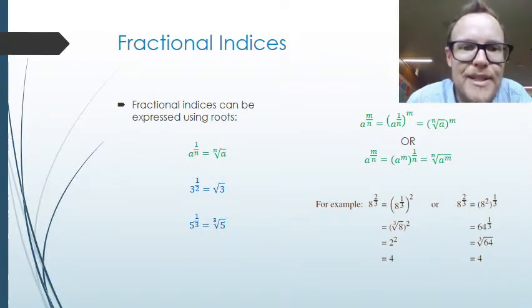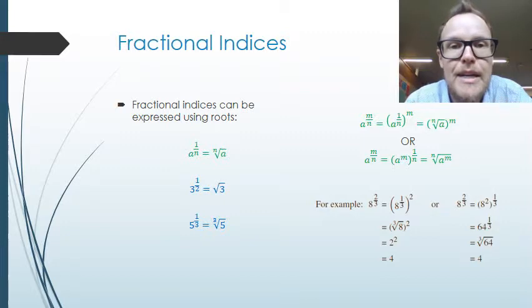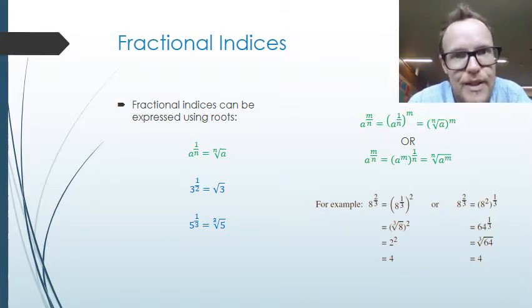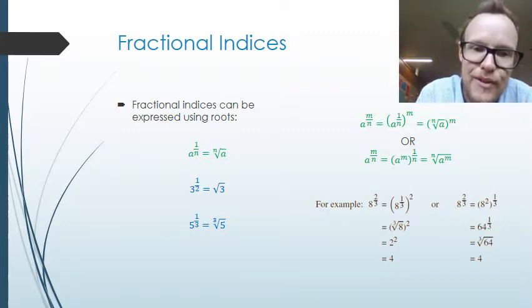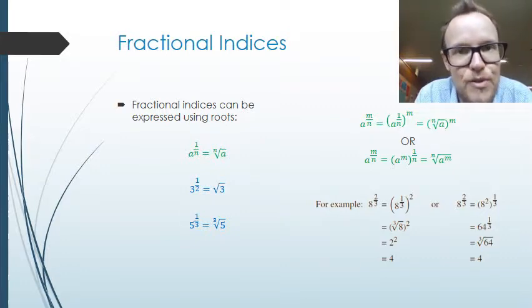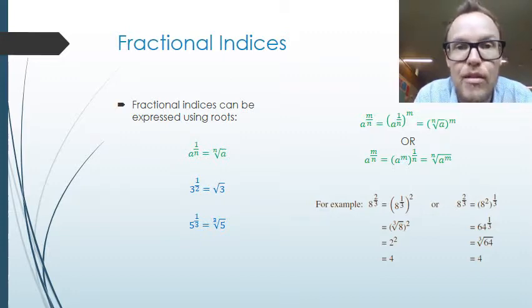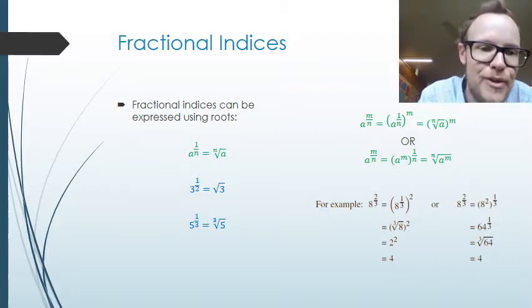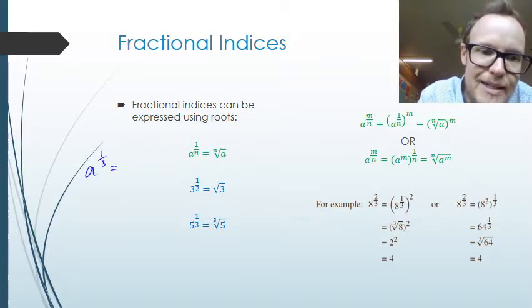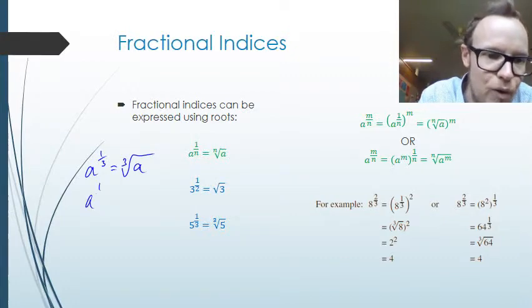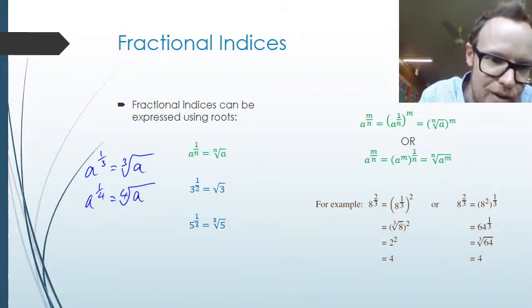All right, fractional indices can be expressed using roots. So a fractional index, I can have a look at the fraction, and if it's 1 over n, then that's saying that's the nth root of a. So if I've got a to the 1/3, that is the cube root of a. A to the 1/4 is the 4th root of a.